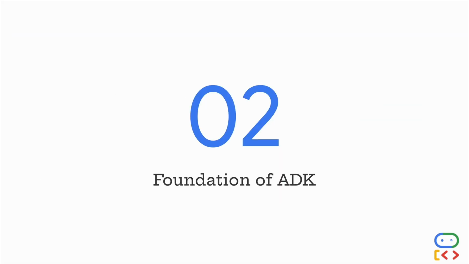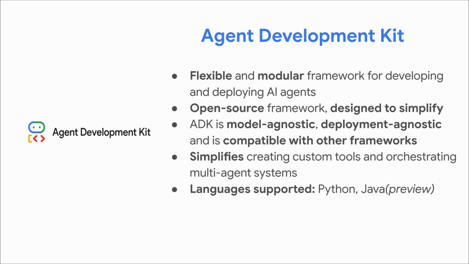Now that we have understood what AI agents are and looked at the popular frameworks, it's good to now get started with the foundations of ADK. What it actually takes, or what are the main components it takes to build an AI agent with ADK. Now, Agent Development Kit is a flexible modular framework for developing and deploying AI agents built by Google. It is an open source framework that simplifies the entire process of creating custom tools and orchestrating multiple agent systems. The languages currently supported are Python and Java too.